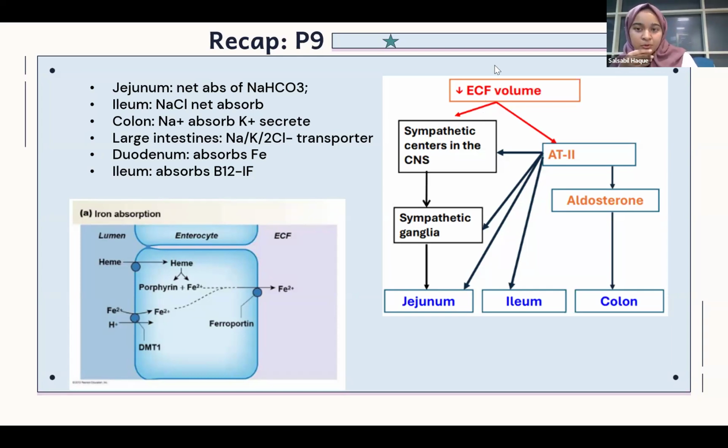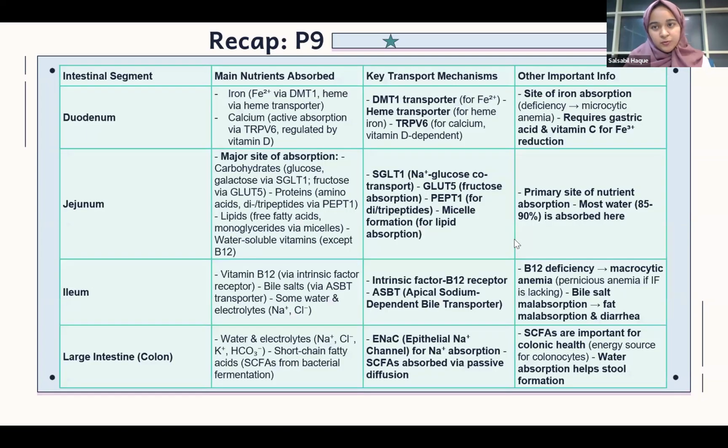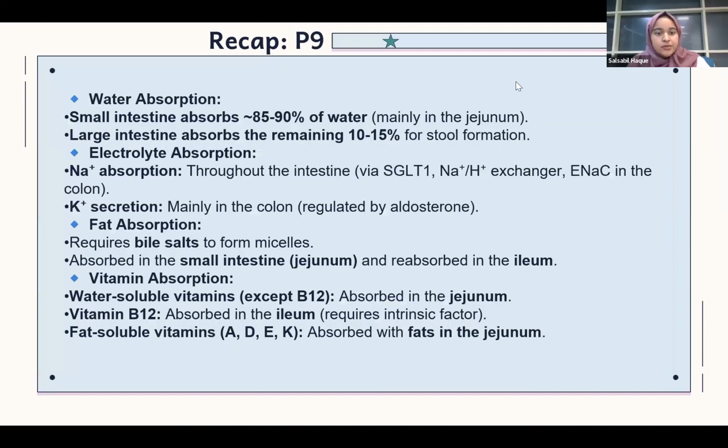So basically, when you have hypovolemia, the sympathetic nervous system gets activated, angiotensin 2 gets activated, and all of these work on the jejunum, ileum, and the colon, most effectively on the jejunum, to increase the water reabsorption so that the volume increases. All right, going strong, guys. This is a table that I found online, and it is very helpful in my opinion. It states all the main nutrients absorbed, the key transporters, and the clinical significance. You can go over it in your own time. These are some high yield info as well.